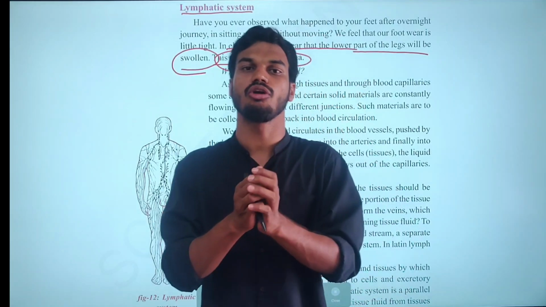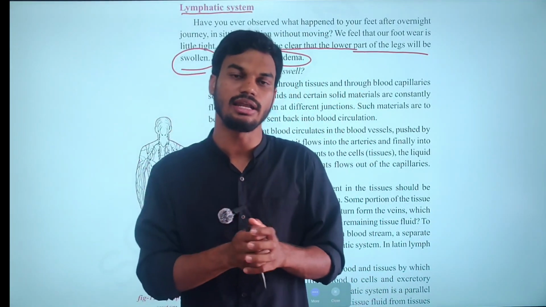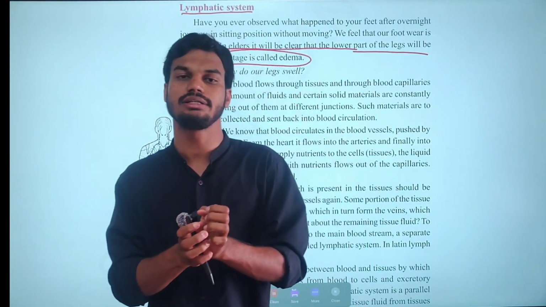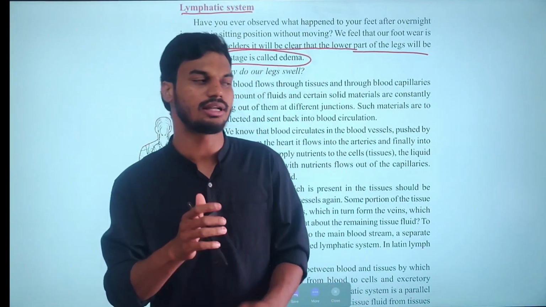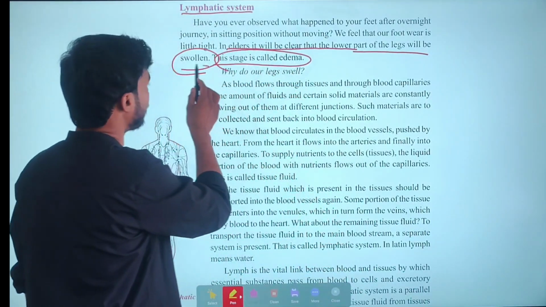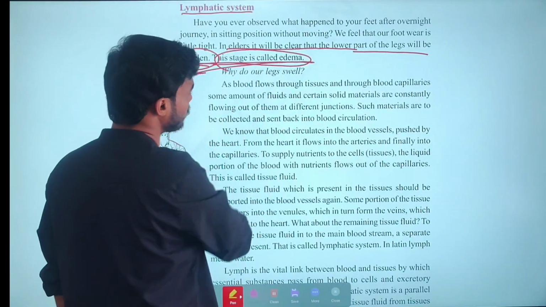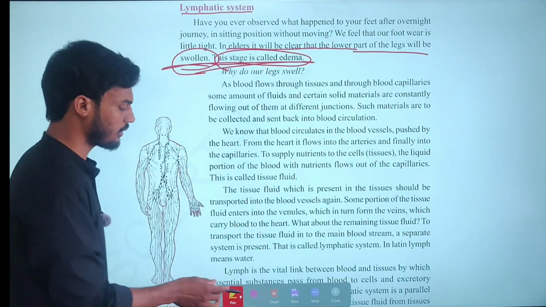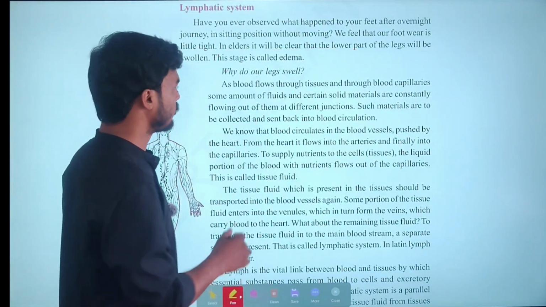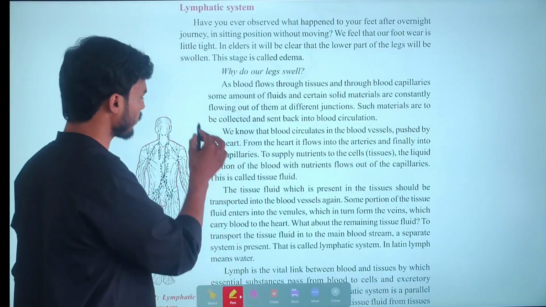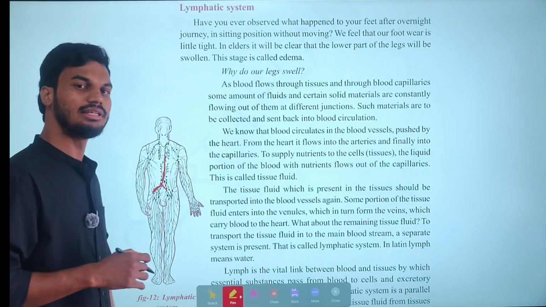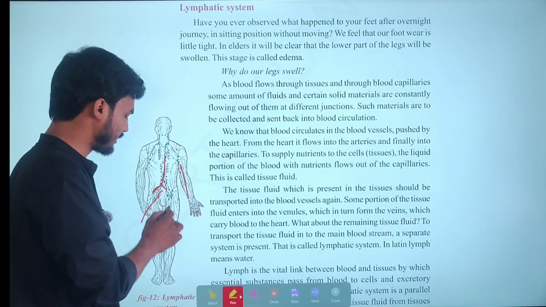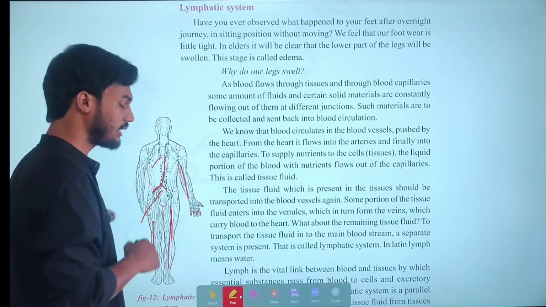What is the reason for the swelling in the legs? It is because of the accumulation of lymphatic fluid in our legs. For that reason, the swelling takes place. This swelling process we call edema. So, coming to the lymphatic system, these are the lymphatic vessels. They look like blood vessels and blood capillaries. These lymphatic vessels are connected to our body parts.